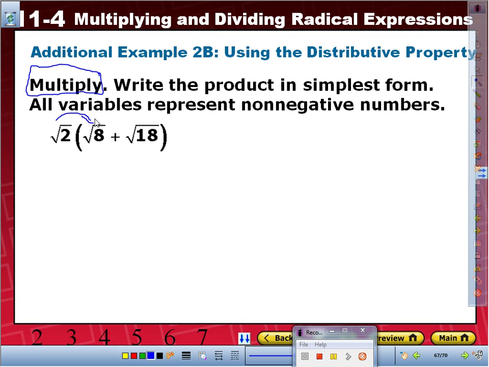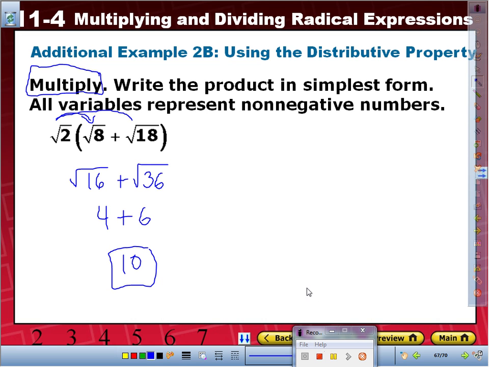So this times this becomes square root of, what is 2 times 8? 16 plus square root of 2 times this one. We're left with, what is 2 times 18? 36. What is square root of 16? 4. Square root of 36, so this is 10. That's why you multiply.